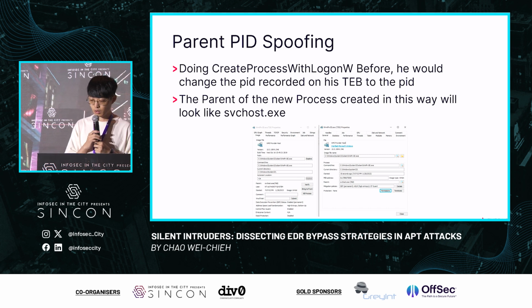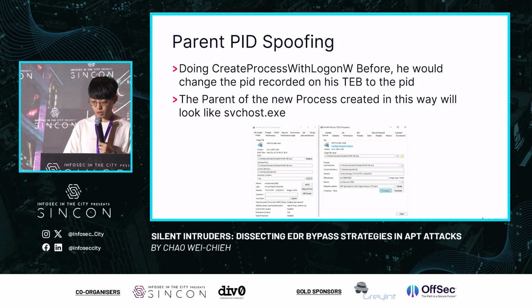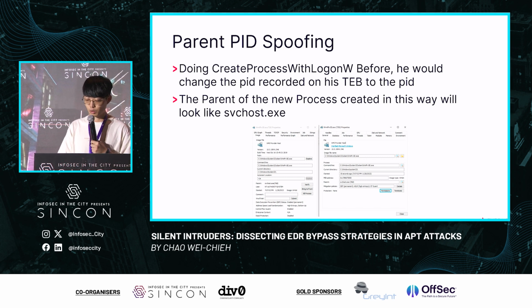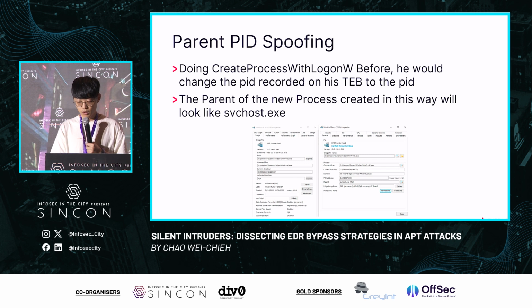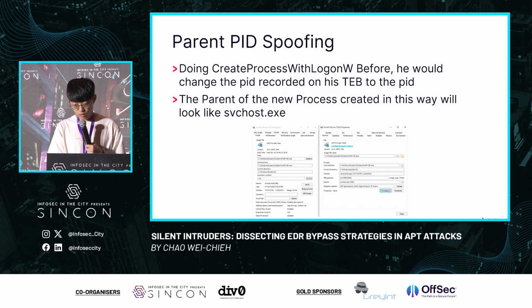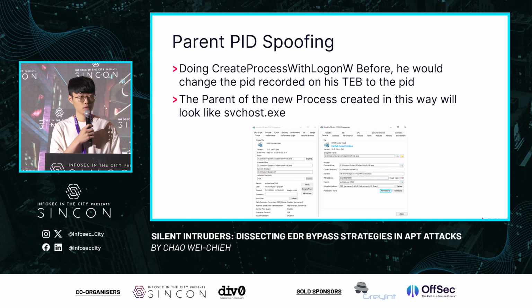Okay, so here we see that the malware actually uses the second method, calling CreateProcessWithLogonW, to do the PPID spoofing. When we look at the process using tools like Process Hacker or Process Explorer, the parent of the newly spawned process will look like svchost, which it actually is not. The second method is quite rare, and we also haven't seen this kind of method used in a while.